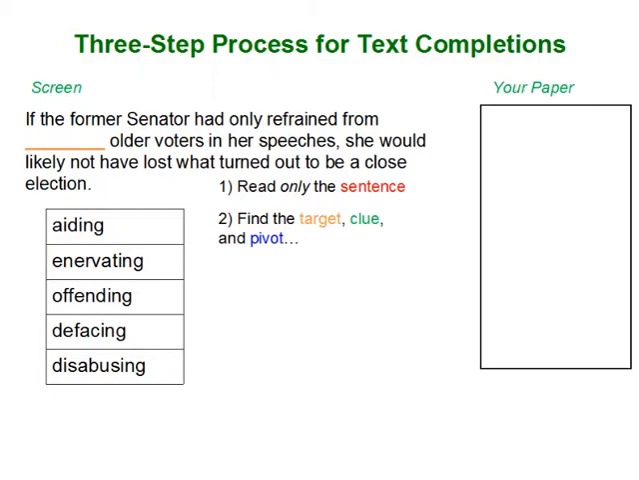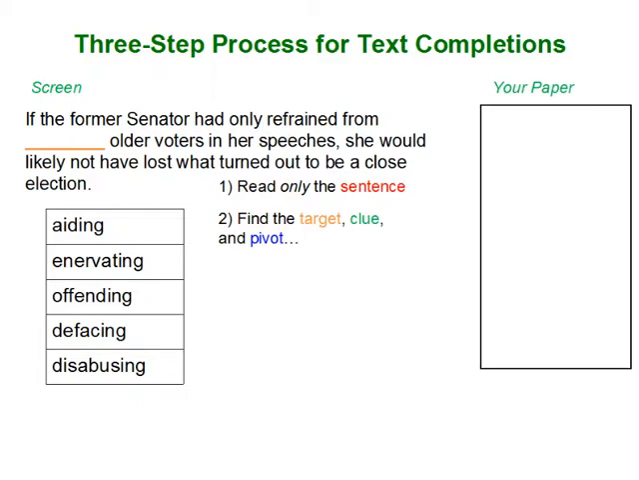The clue, every text completion problem will have a clue, and this is what makes it a standardized test. This is what makes it so that not every single word in the dictionary will fit into this particular sentence. The clue is what gives the blank its specific meaning, its specific flavor. It's very important that you identify the clue before you move forward.